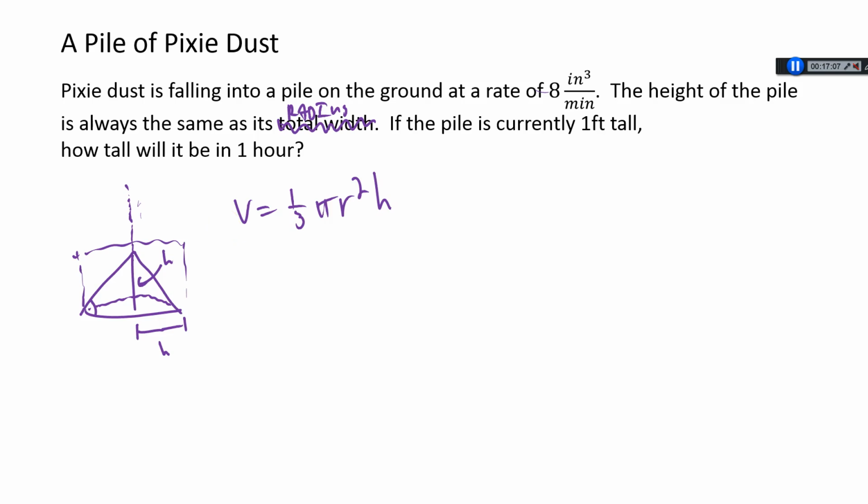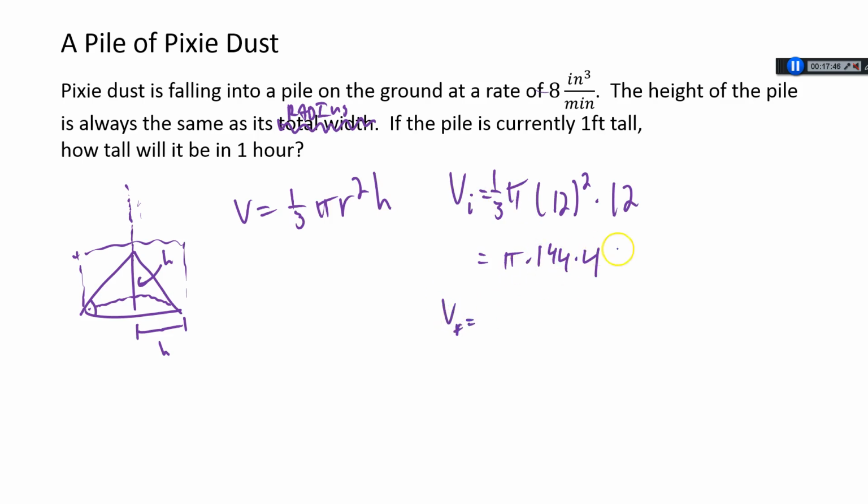Those are important things. So what we're going to do right now is figure out what the current volume is. I'm going to call it V_i, the initial volume. So the initial volume is going to be 1/3 pi r squared h. Well, r is the same as h, so I'm going to do 12 squared times the height, which is also 12. Now I'm going to do a little bit of magic here. 12 times 1/3 is 4. So this is pi times 144 times 4. That's our initial volume.